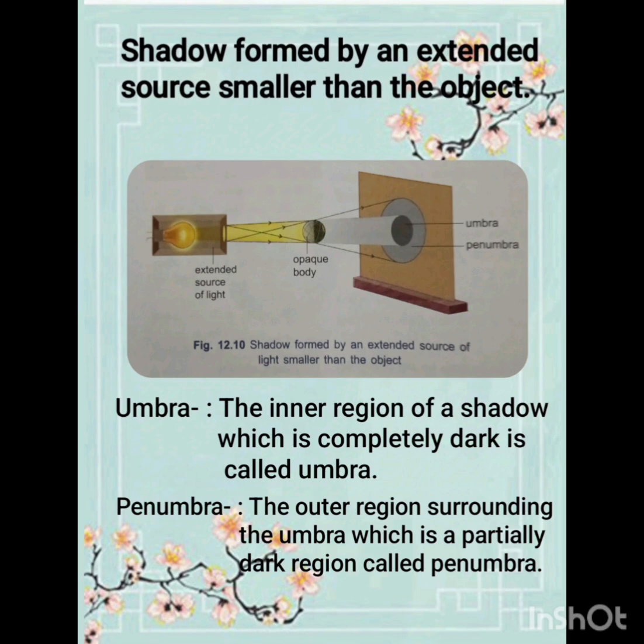The umbra receives no light from the source, hence it is completely dark. You understand why it is dark? Because the umbra region receives no light from the source. The penumbra receives some light from the outer edge of the source. Hence, it is partially dark or lighter than the umbra.